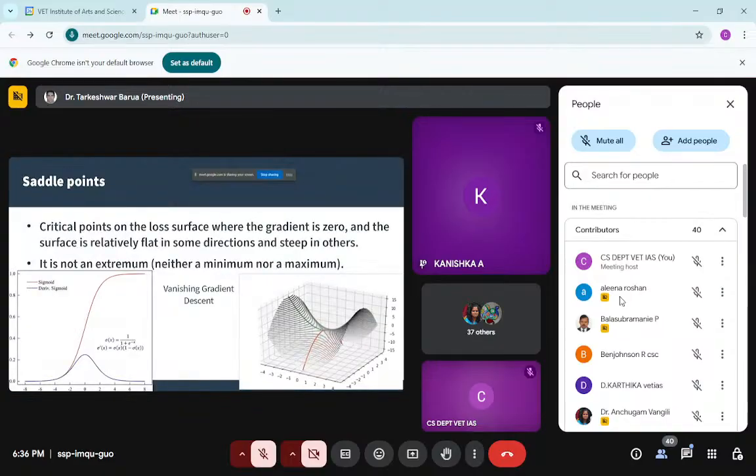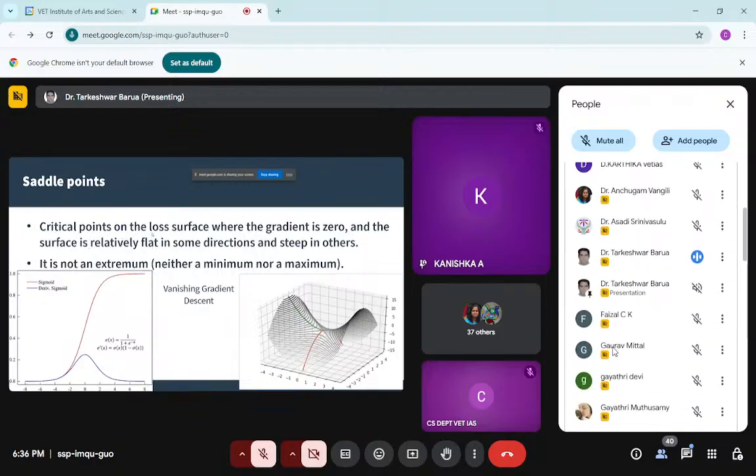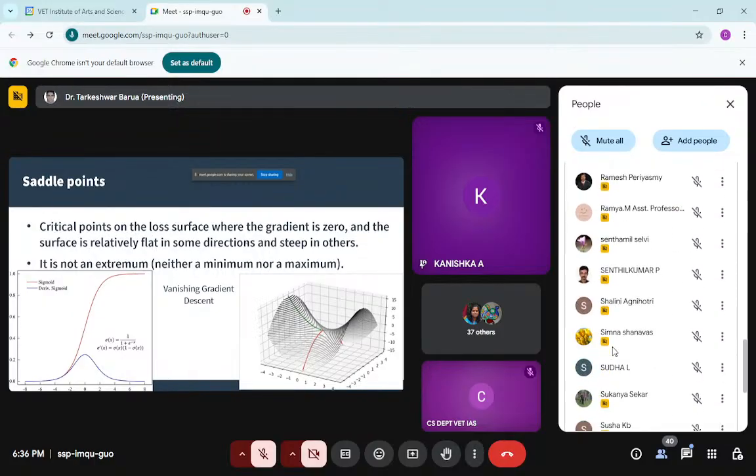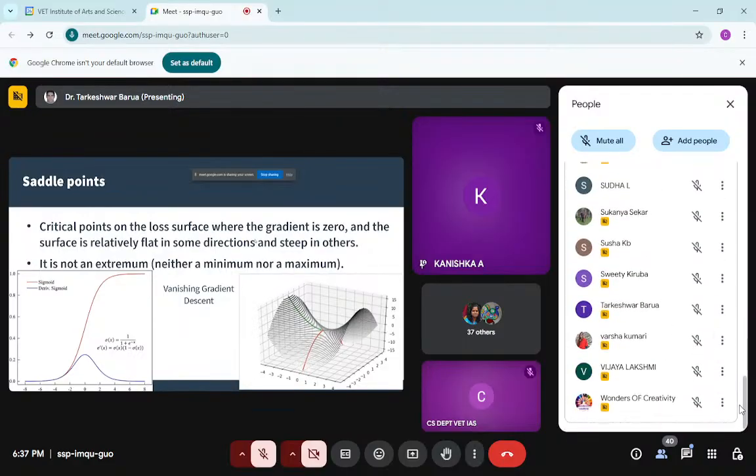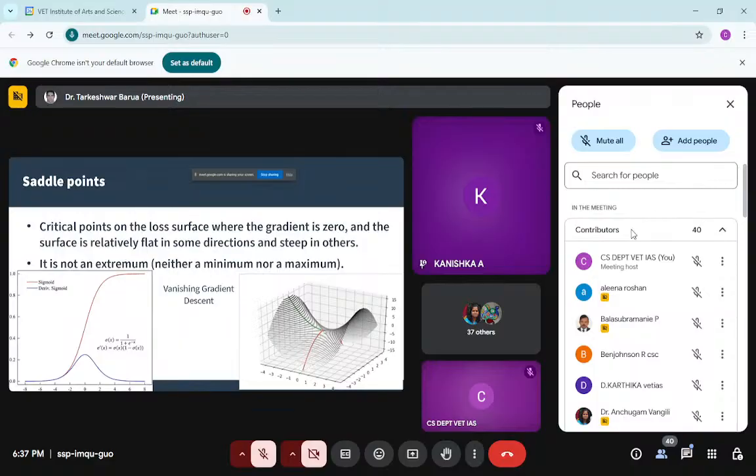Now we reach another terminology called the saddle point. You can see the highest point and the lowest point. These are known as saddle points: critical points in the loss surface where the gradient is zero and the surface is relatively flat in some directions and steep in another.